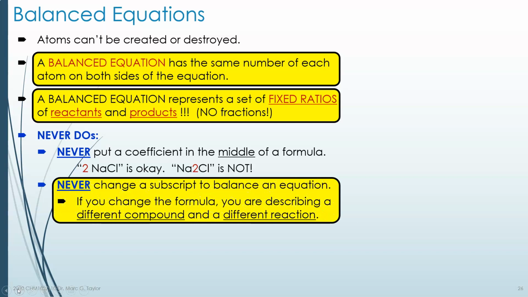You can never change a subscript in the formula for the substance in order to balance the equation. For example, I can't change iron with 3 sulfates to iron with 4 sulfites. That would change the formula. You can't just change subscripts. You can change the coefficient, the number of the whole compound, but you cannot change the formula of the compound itself.